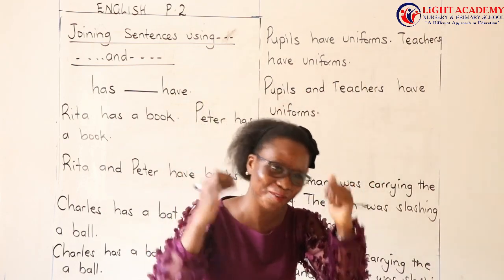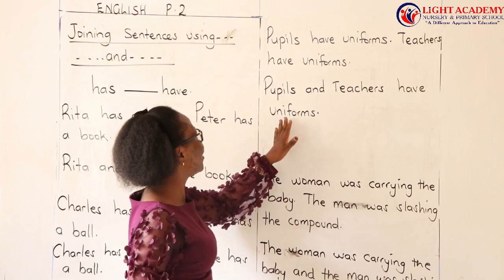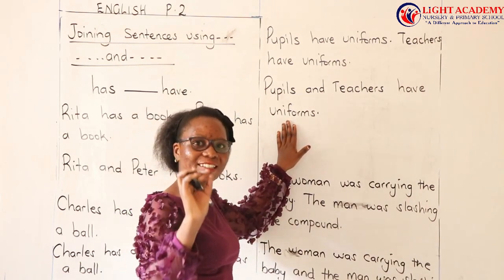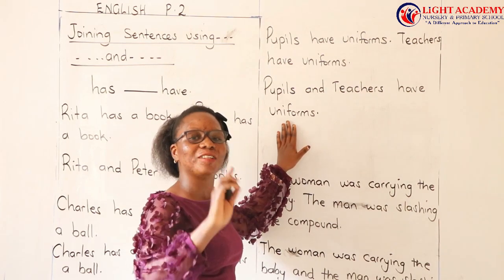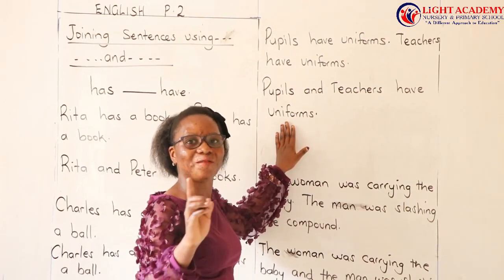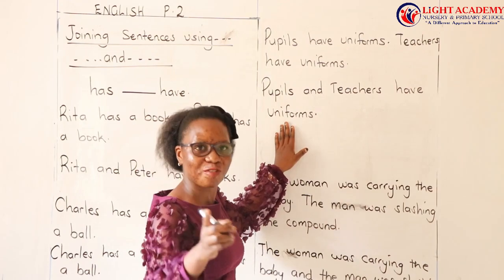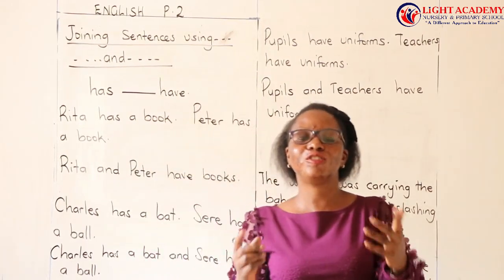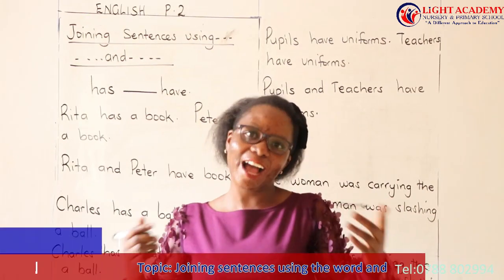Our simple secret. If you follow the secret I have given you in joining the sentences using and, you will never go wrong. You will never get any answer wrong. Why? Because you have known the secret behind joining sentences using and.